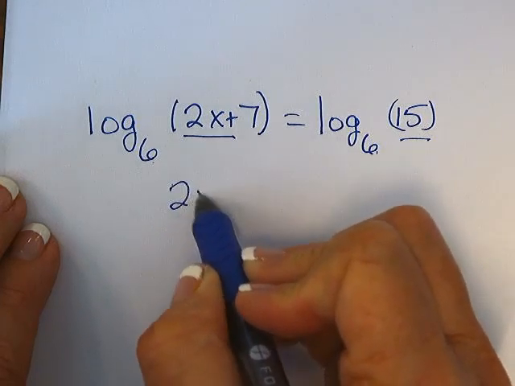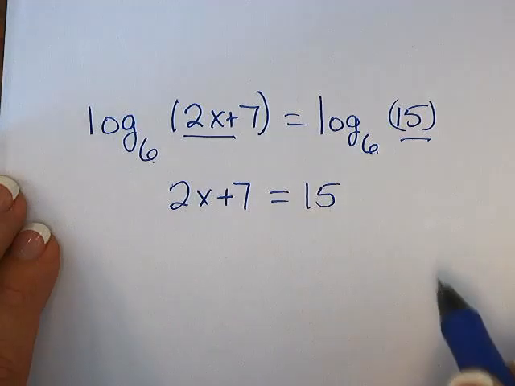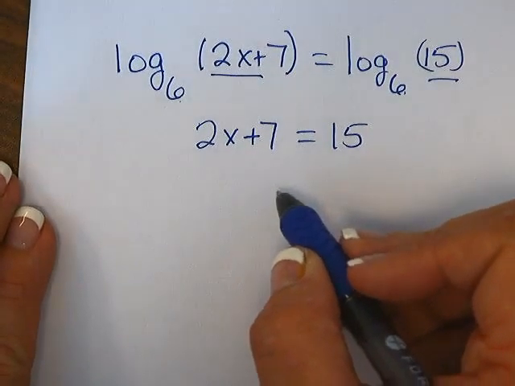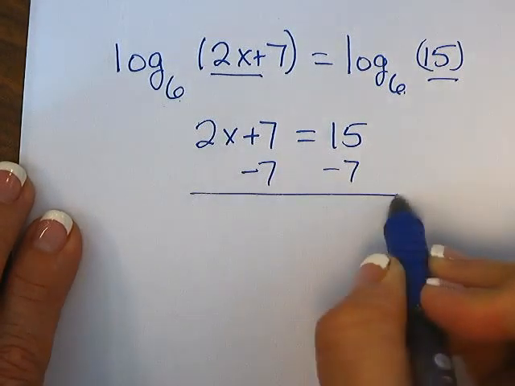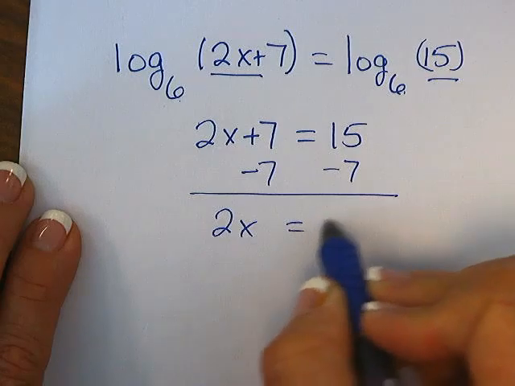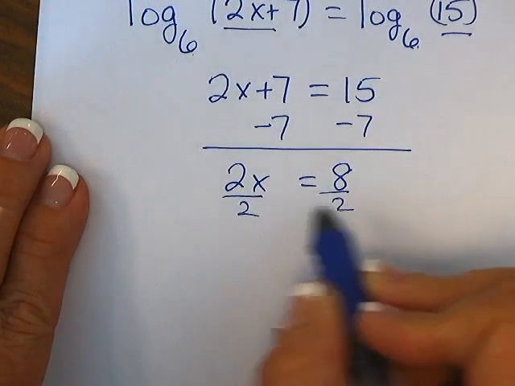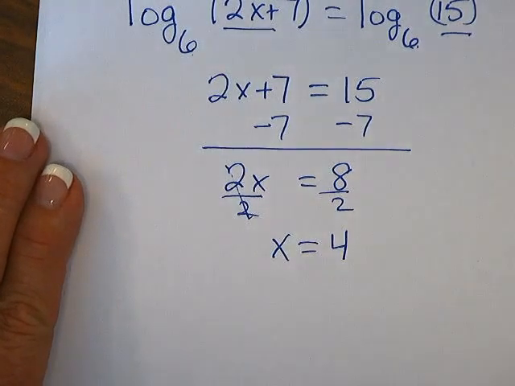So I'm going to set my two values equal to each other. So 2x plus 7 is equal to 15. And now solve for x. Subtract 7 from both sides. We get 2x is equal to 8. And now I divide by 2. We get x is equal to 4.